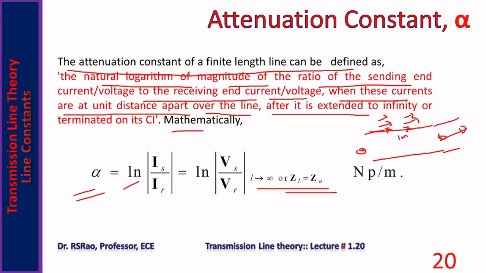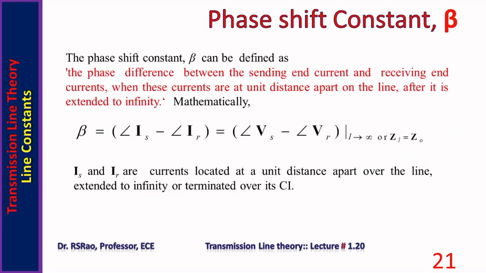Of course, in practice, in reality, extending the line to infinity is impossible. But we can simulate this extension by replacing the load with its characteristic impedance. So that is the point. By extending the line to infinity or replacing the load by the characteristic impedance, we have to consider the ratio IS by IR, VS by VR. It gives you attenuation. Units are Nepers per meter.